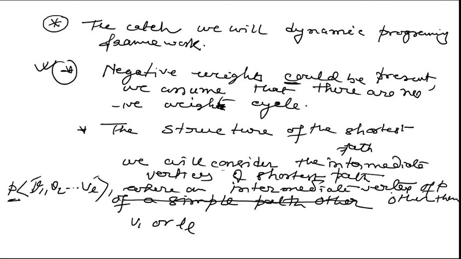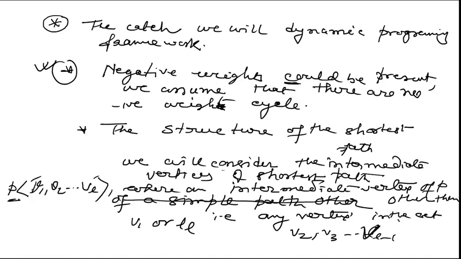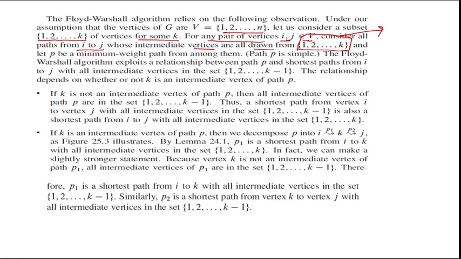Apart from that, any other intermediate vertex you can pick, that is any vertex in the set V2 to VL minus 1, because you have picked one intermediate vertex, let's say VK, which should be there in between V2 to VL minus 1. Okay, so that is how we have to choose the intermediate vertex. So these are the intermediate vertices, which is a set made out of k vertices, that is actually forming the shortest path, and P be the minimum weight path from among them.